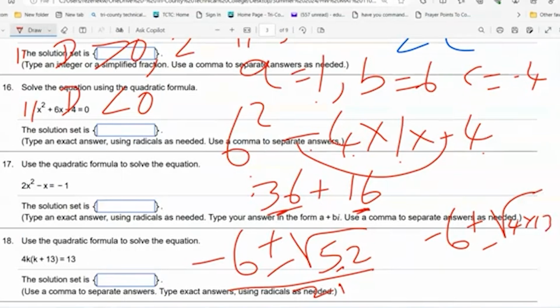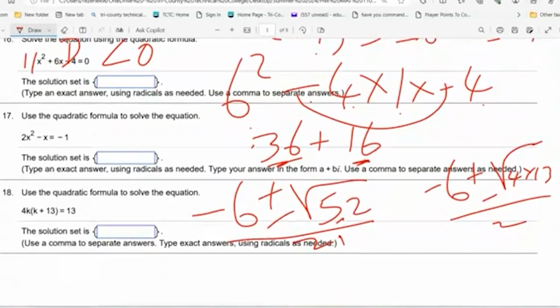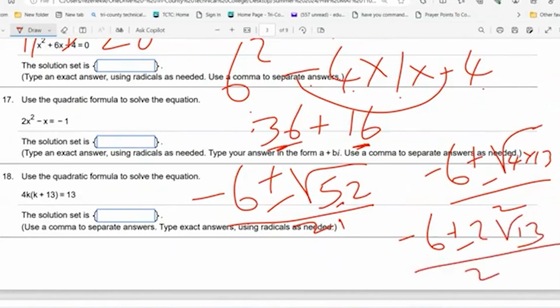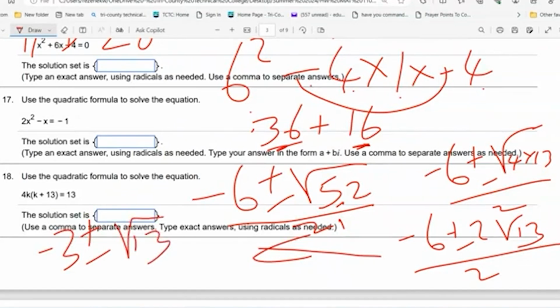All right. So now I can bring something out of the radical sign. So I have minus 6 plus or minus 2 root 13, all over 2. And I still have to simplify more. Let me do it here. So I have minus 3 plus or minus root 13, because I'm simplifying by 2.